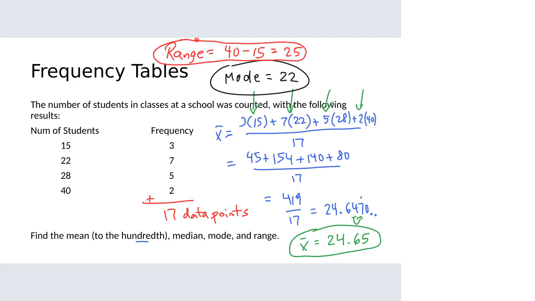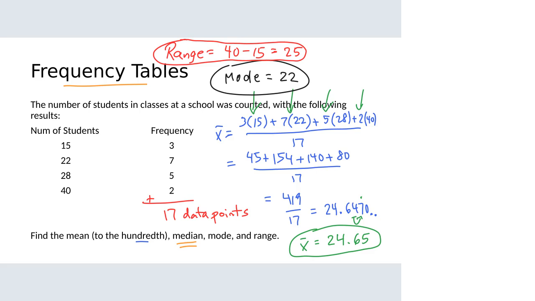Okay, I saved the median for last. And of all the things we do with measures of central tendency, I think finding the median in a frequency table is probably the most challenging. So far, it doesn't seem like we're having any issues at all. Mean, median, mode, and range for a data set, odd number of data points, even number of data points, no problem. Okay, well now we're finding the median in a frequency table. I need the number in the middle.